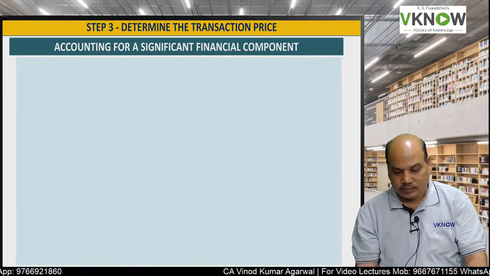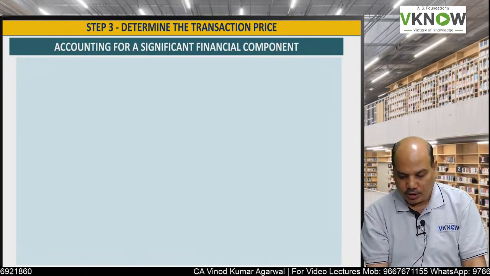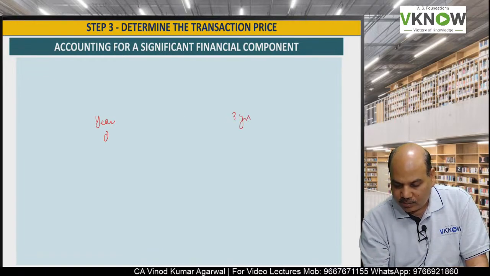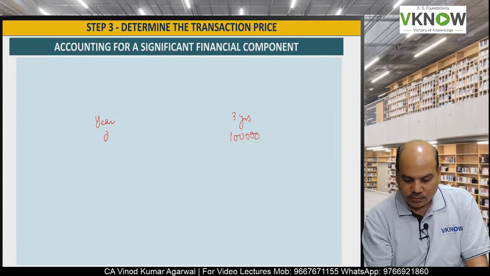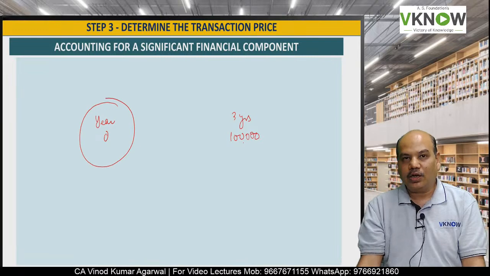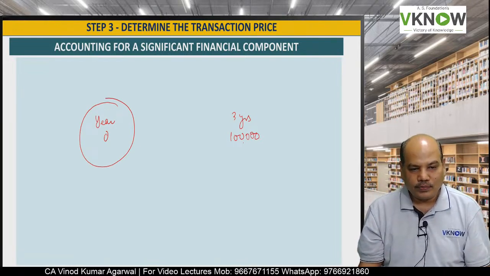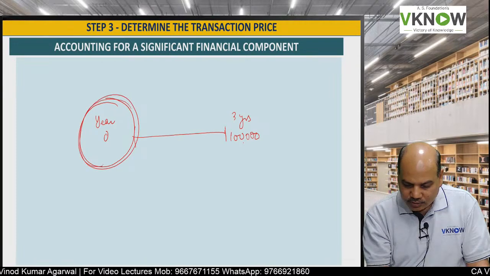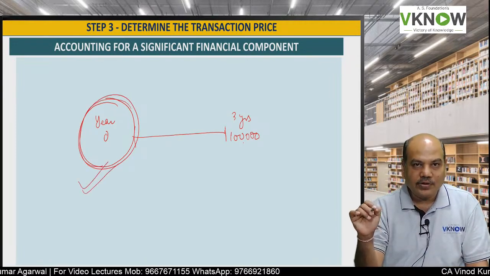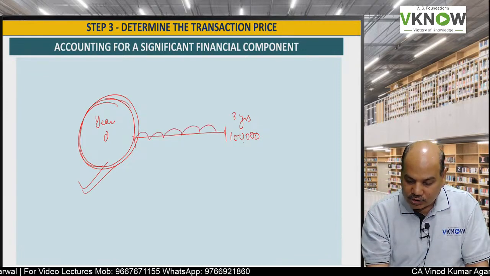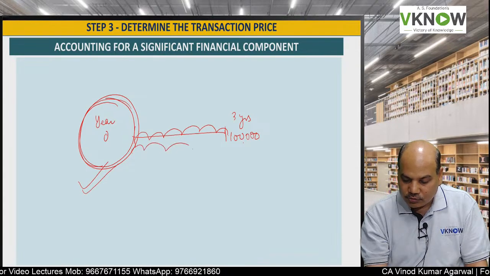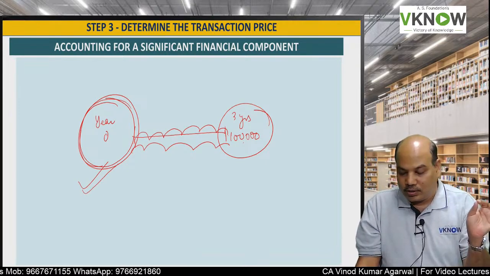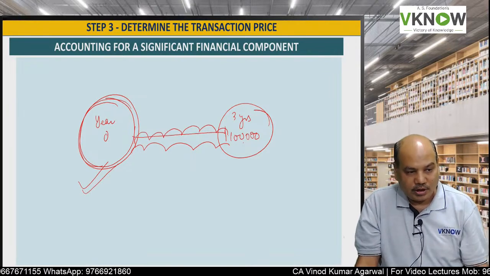Now I am going to explain significant financing component. Suppose this is year 0, goods are sold here and payment will be made after 3 years, 1 lakh. Will you recognize revenue of 1 lakh today? The answer is no, because if somebody wants to buy today, he will not pay 1 lakh, he will pay less than 1 lakh. There is a significant financing component involved. It involves interest for 3 years. So if a significant financing component is included in the transaction price, we need to adjust the revenue to be recognized.